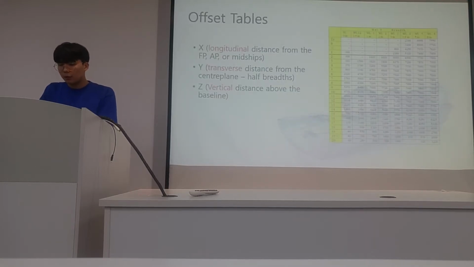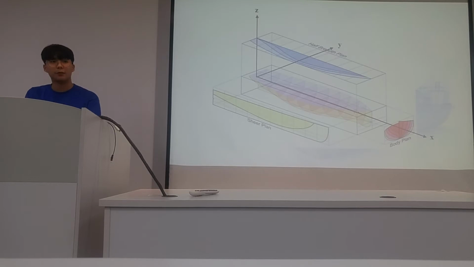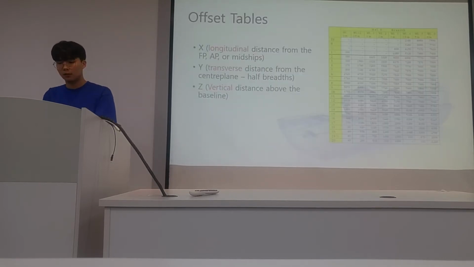This is the offset table of this ship's shape. X is longitudinal distance of the ship, Y is transverse distance, and Z is vertical distance of the ship.